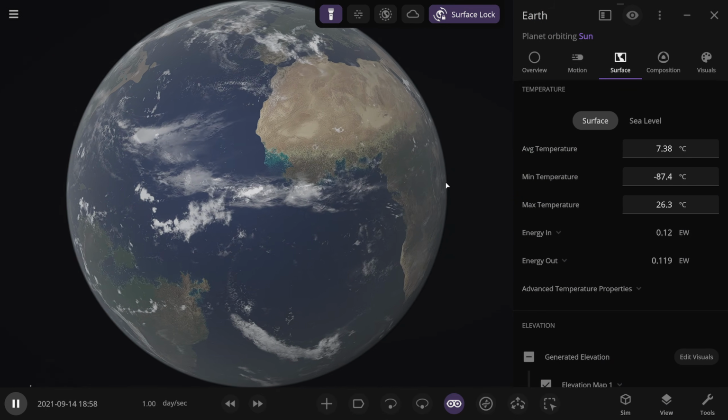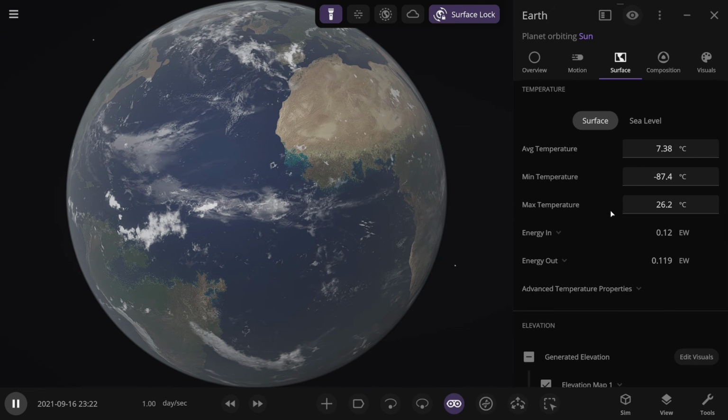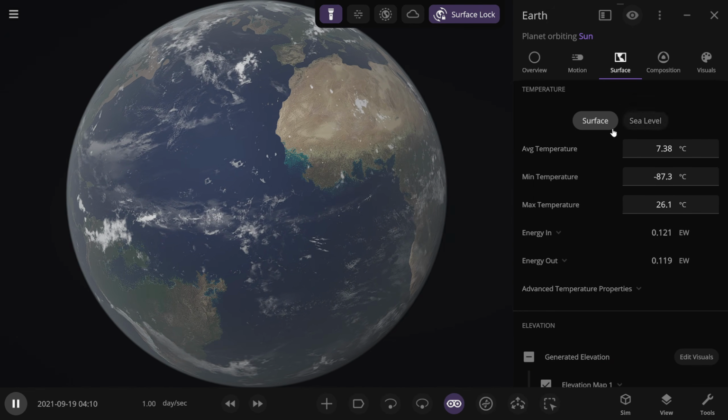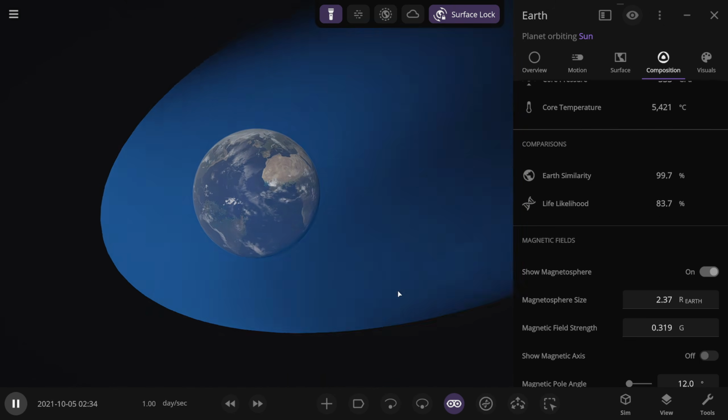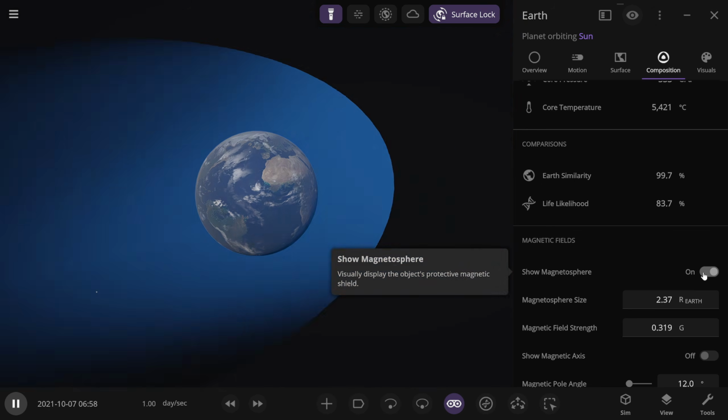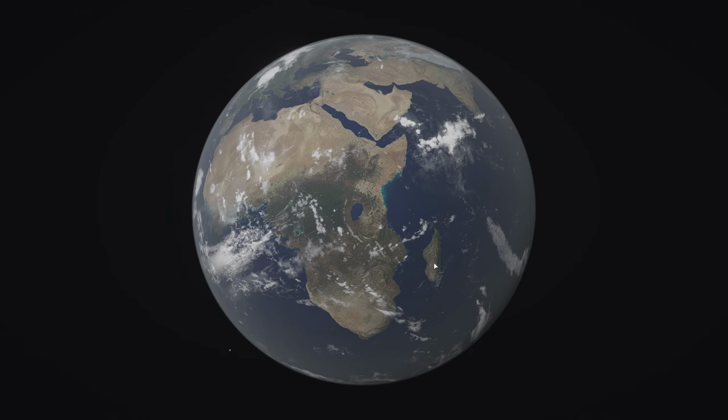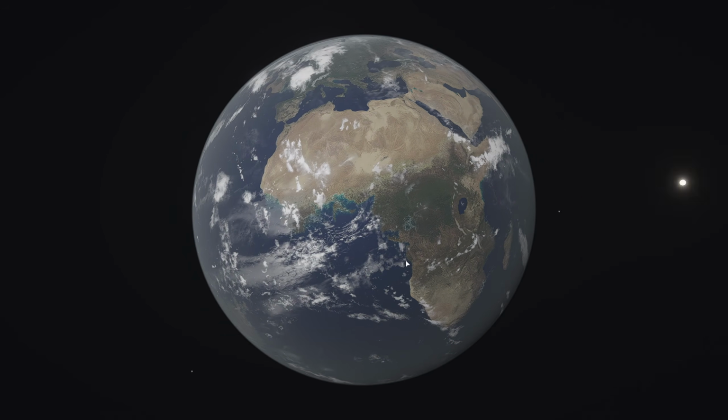So it turns out I've effectively doubled Earth's rotation speed, but I do not see it significantly affecting the planet's average temperature yet. But the habitability has dropped to 83%. The magnetosphere is still there, as we can see, so that's fine. But one thing is clear, the faster day means that winds on Earth will likely become much stronger.